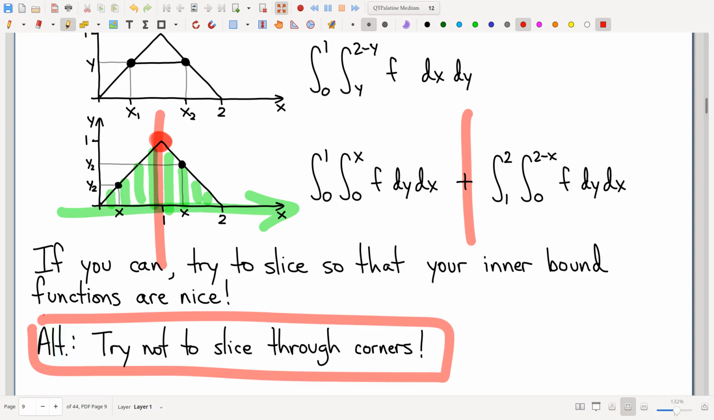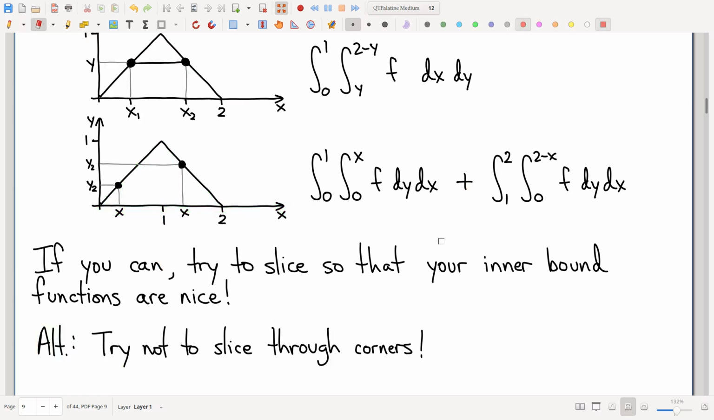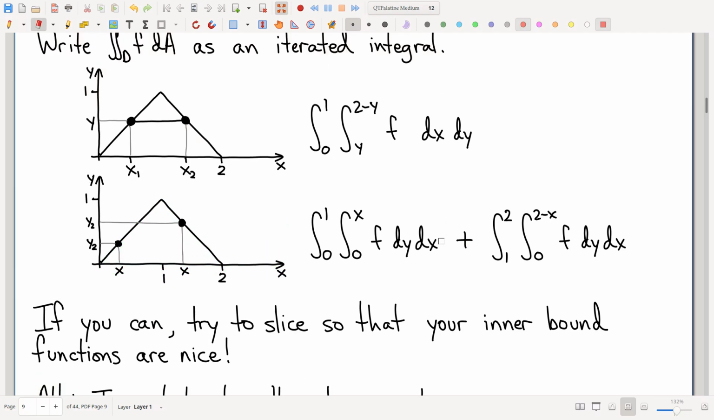You can just look at the shape of your domain and decide which way would slice through corners and which way wouldn't. We've already talked through that. As I slice like this, well, I slice through a corner right there. That's as I slice first in the x direction, right? Okay, so that's why we had a problem. What about the other one? With the other one, I don't slice through any corners.